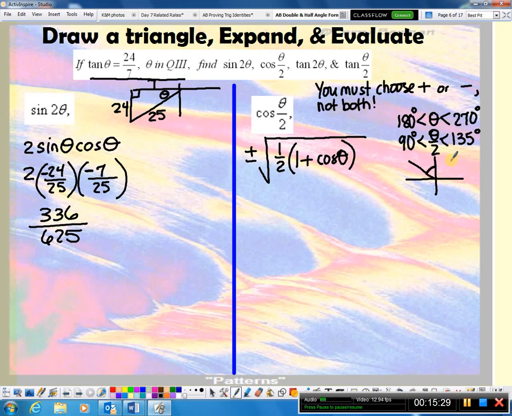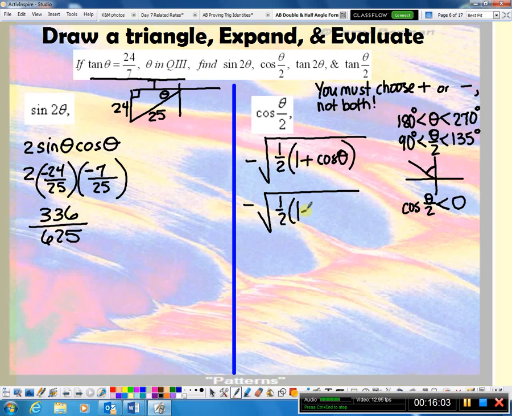So now I know that cosine of an angle in the sine quadrant will be negative. So I am going to take the positive option off the table. I now have determined that the answer must be negative. So everything else from here on out is straightforward. That was the hard part. So let's work out the rest.